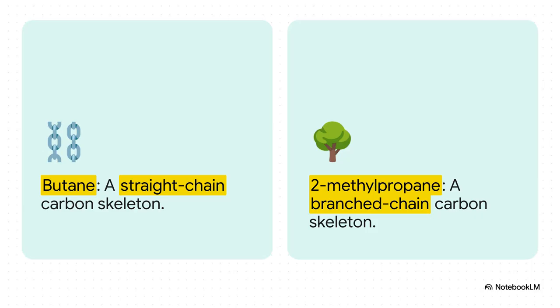And hey, check it out. This brings us right back to our first puzzle. This specific type is called chain isomerism. With butane, you've got those 4 carbon atoms lined up in a neat little row. But with 2-methylpropane, see how one of the carbons branched off? Same parts, just a different carbon backbone.